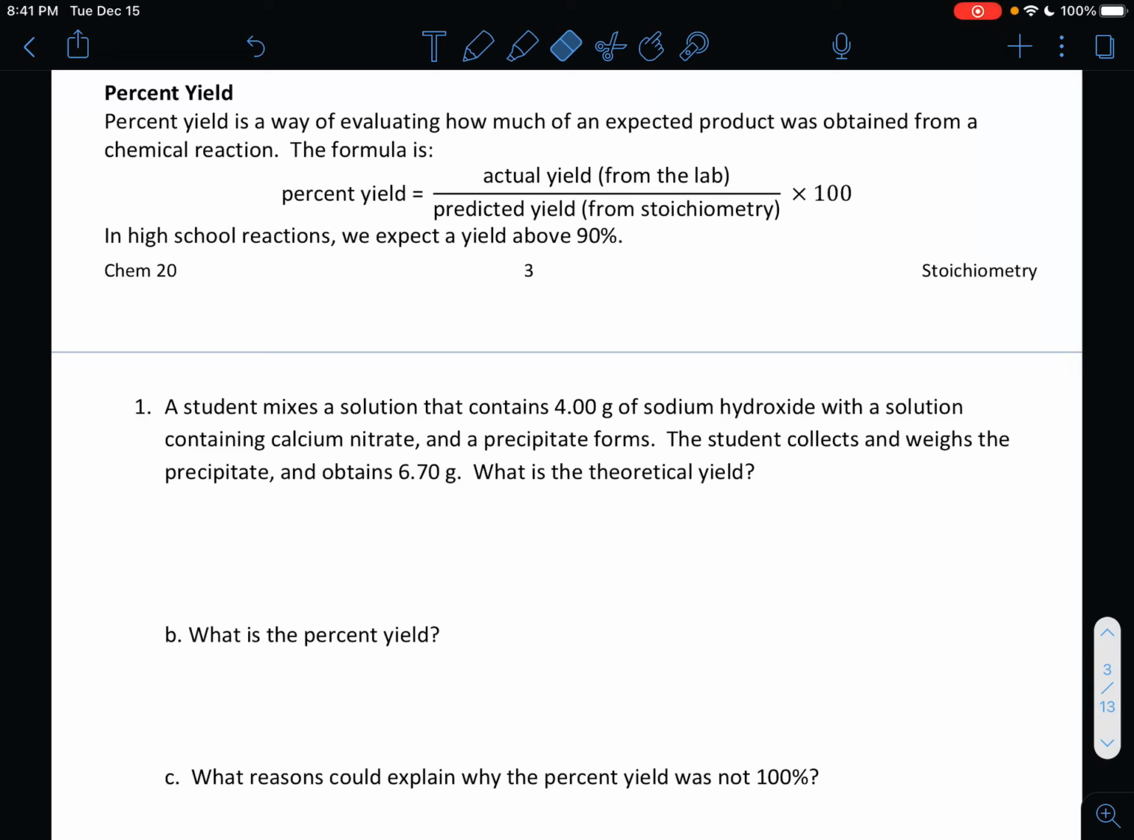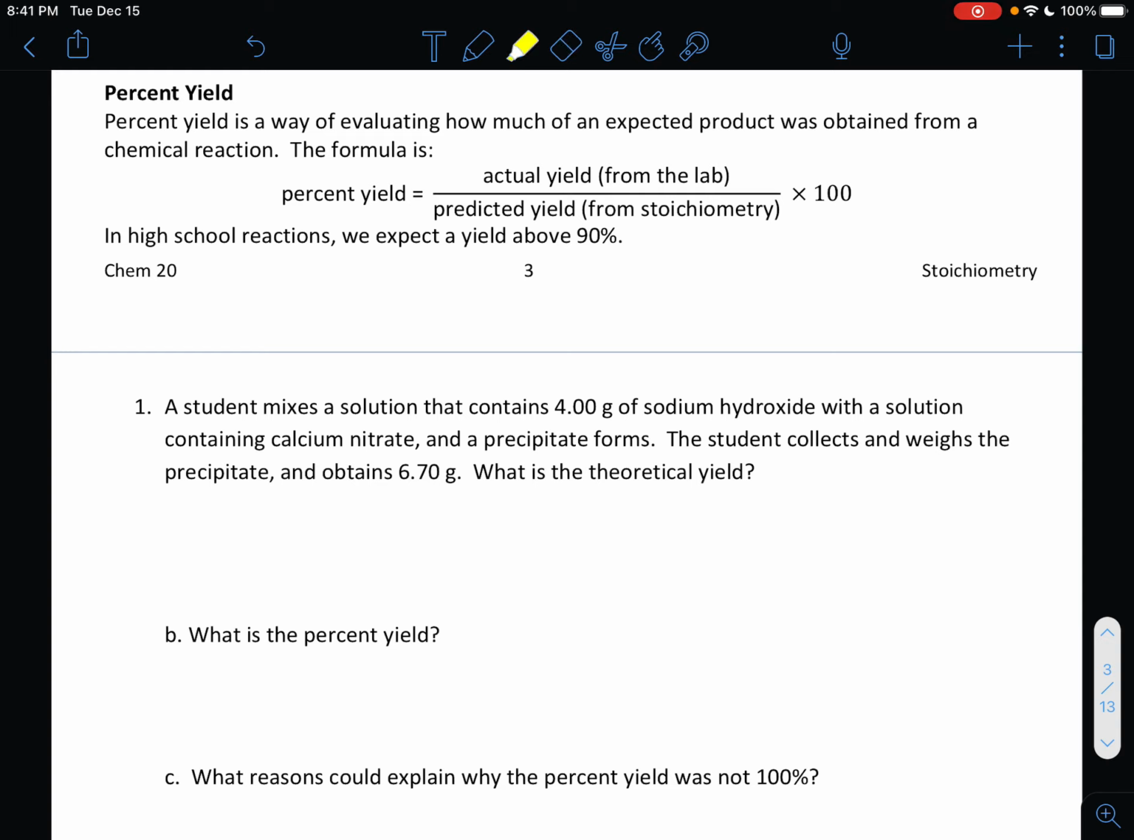This lesson deals with looking at percent yield and percent error. So now that we are able to predict, for example, the mass of products that we get from a chemical reaction, we can now calculate the percent yield, which is basically how much of the expected product was obtained from a reaction in the lab.